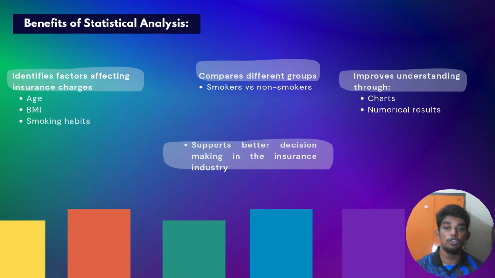Next, we move to the benefits of statistical analysis. There are several benefits of statistical analysis in the dataset. First, it helps identify factors that may affect insurance charges, such as age, BMI, and smoking habits. For example, smokers may have higher insurance costs compared to non-smokers. Statistical analysis also allows us to compare different groups of people and better understand the data through charts and numerical results. Therefore, this analysis is important because it supports better decision making and planning in the insurance industry. That's all for my introduction section.